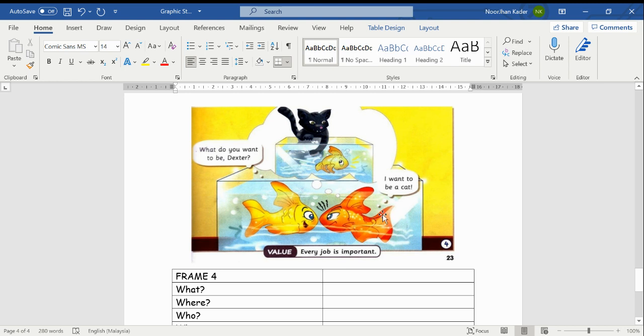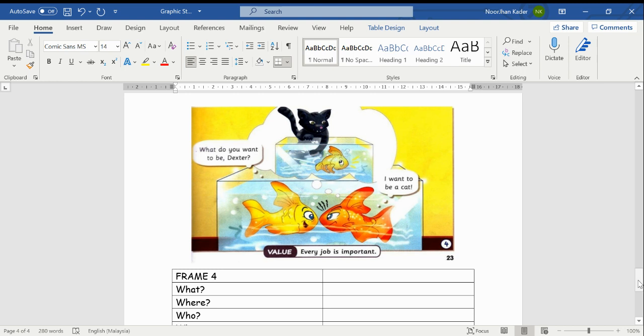It is also being cynical by answering, I want to be a cat, and it imagines being a black cat trying to grab hold of the yellow goldfish so that it can eat it. This implies that it wishes it were a cat so that it can stop the yellow goldfish from going on and on about what it wishes to be, and once and for all finish it off by eating it.